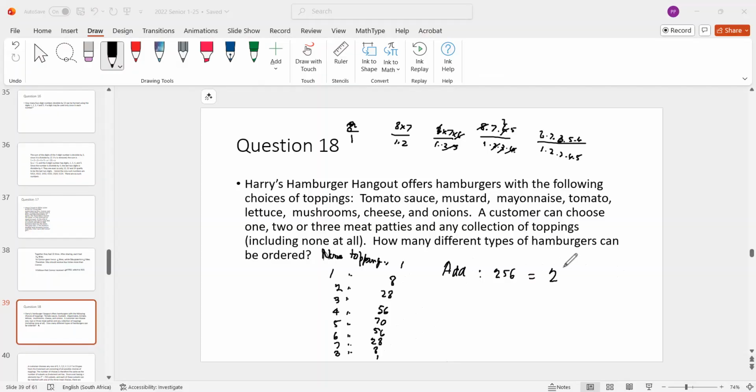Note, this is 2 to the power of 8. This always works. If there are 8 choices, actually you're asking how many subsets are there altogether. You have a subset having no element or one element and so on. And it's always the number of subsets is 2 to the power of 8. Now here's a fact.